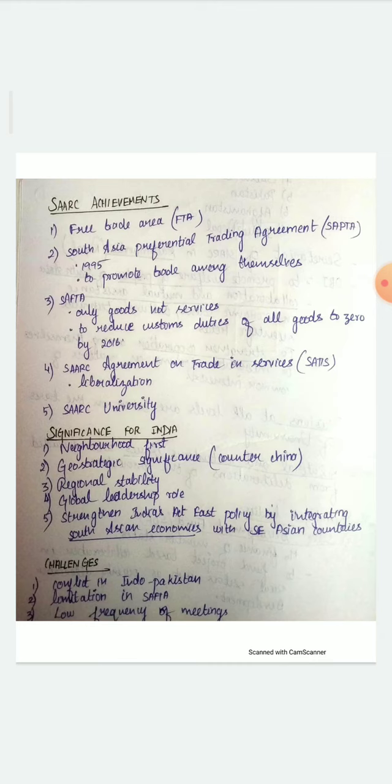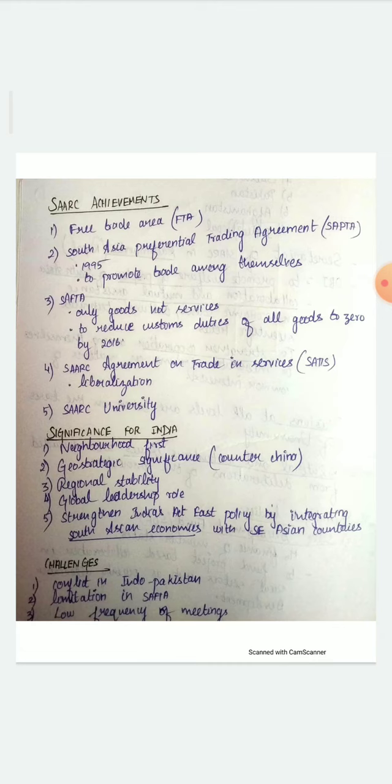And the fourth one is the SAARC Agreement on Trade in Services. Earlier we saw only goods in SAFTA, the South Asian Free Trade Agreement. Now the fourth point is for services. Here they were aiming only to reduce the tariffs and not to bring them to zero. The main concept here is to liberalize the service sector. This is what they aimed for.